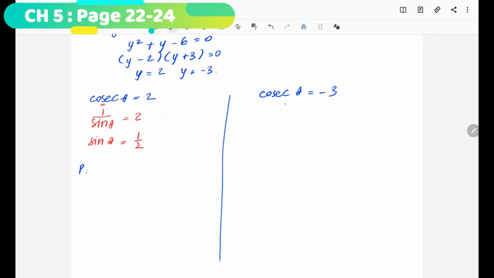So, for P, yang first one is sin alpha equal to half. So, alpha is equal to 30 degrees. Okay. And then kita masuk kepada quadrant. So, which quadrant are they? So, sign positive pada quadrant. So, all students take care for quadrant 1 and quadrant 2. So, quadrant pertama dan quadrant kedua.